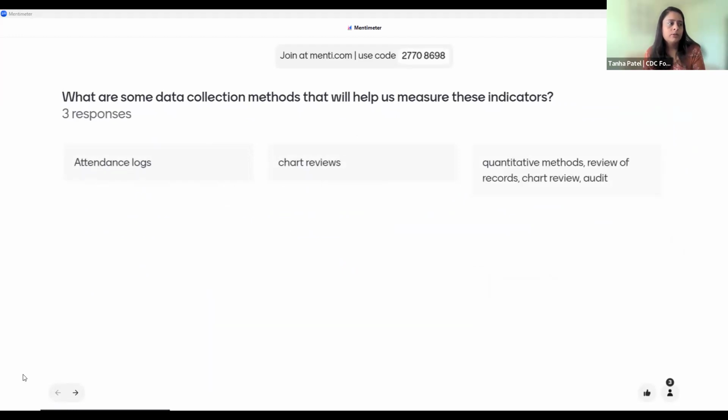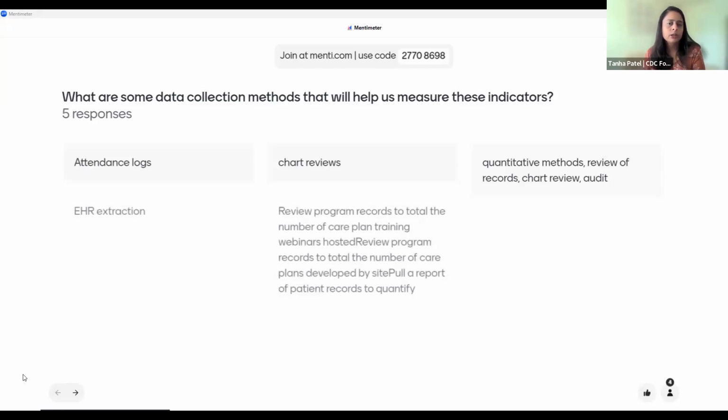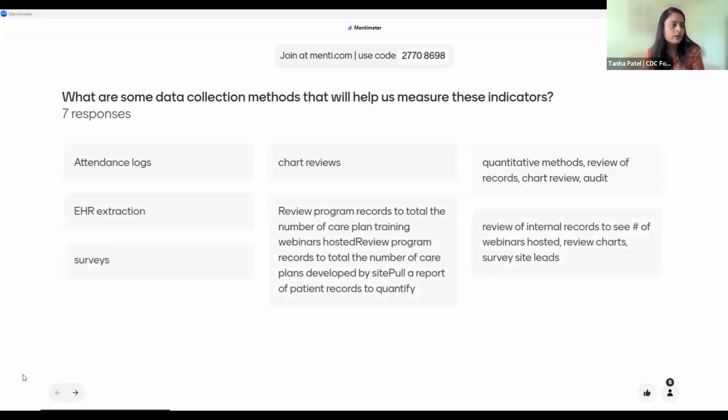Quantitative methods, review of records, chart review, audits, yep. What about site leads? How do you think we should get information from the site leads? Should we do surveys, interviews? How should we do that? EHR extraction, yep. Review program records. You guys are right on. Surveys, internal records to see number of webinars hosted, interview site leads, interviews with charge nurses, yeah.